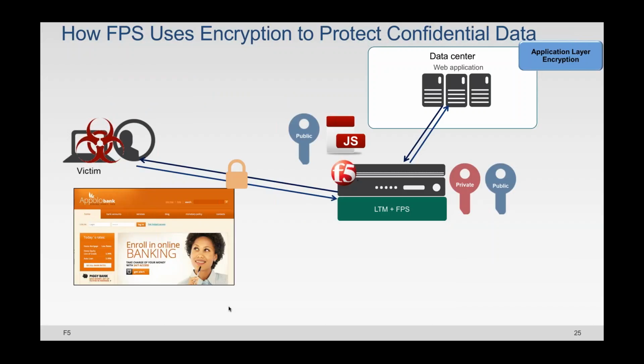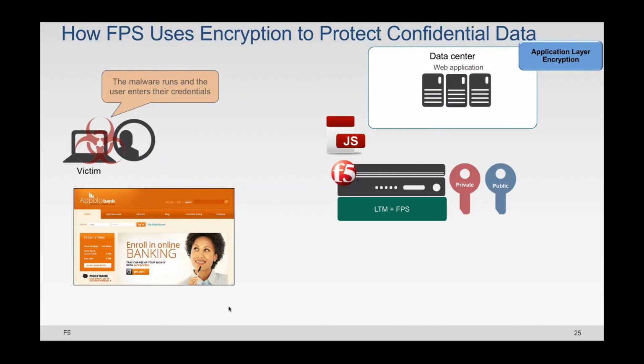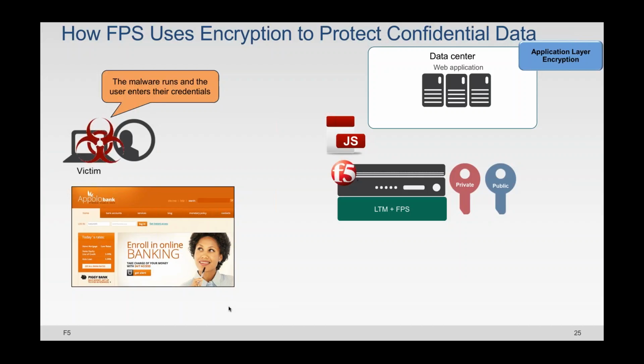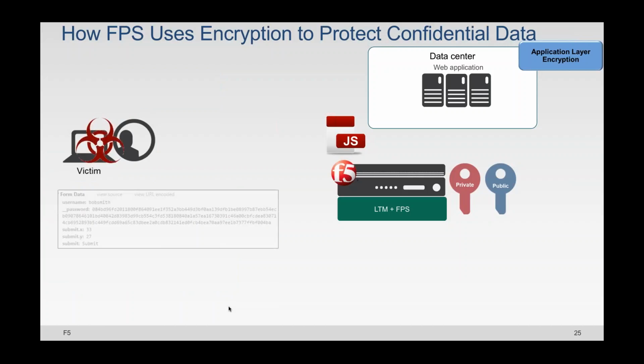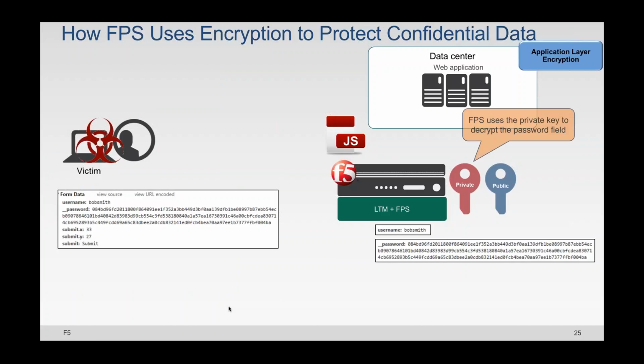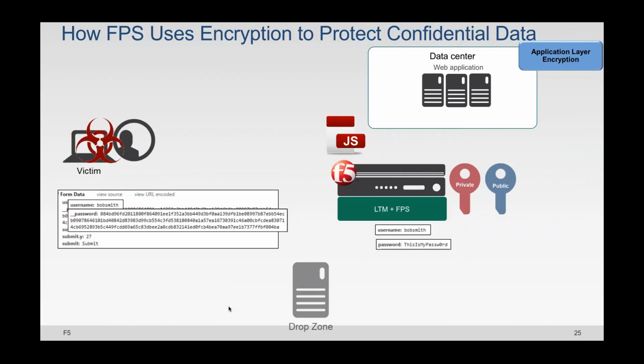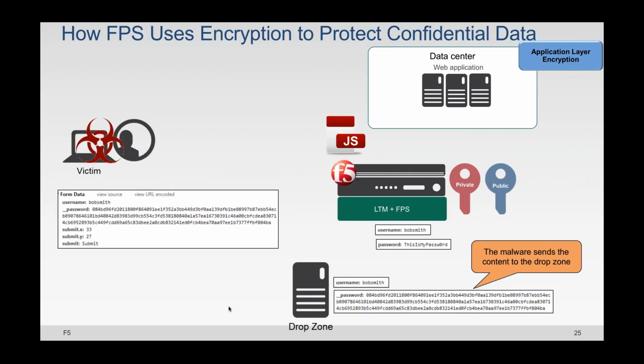Our security components run in the browser, and effectively, if we look at what information is exposed within the browser, we see the encrypted string rather than the clear text password. As we start to input each character, we encrypt it using that public key. Back at the BIG-IP, using the corresponding private key, we decrypt the password, send the clear text password to the application, and any kind of data that's sent to the drop zone is encrypted and useless to the fraudster.